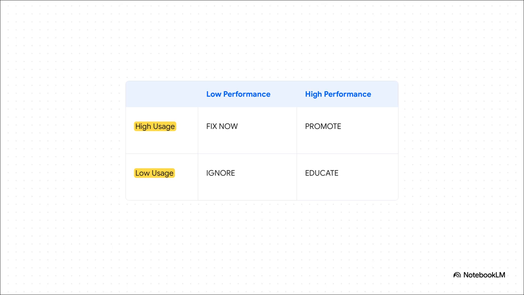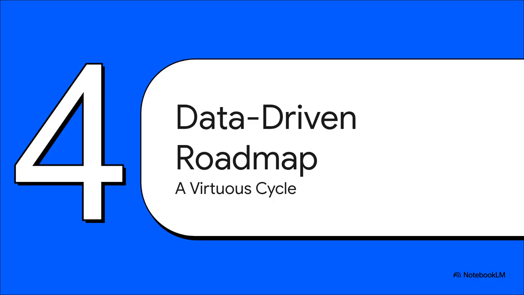If something works great but nobody's using it, they probably don't know it exists. You need to educate users. And if a feature is barely used and also stinks, you can probably just ignore it. And when you tie all of this together, the input evals and the output analysis, you create this amazing data-driven roadmap. It's a virtuous cycle. You're constantly learning and getting better, fueled by real data from your users.